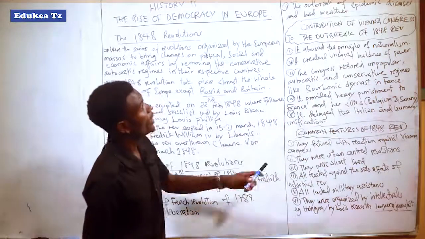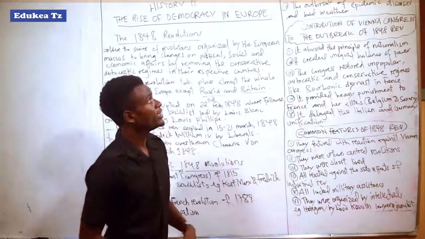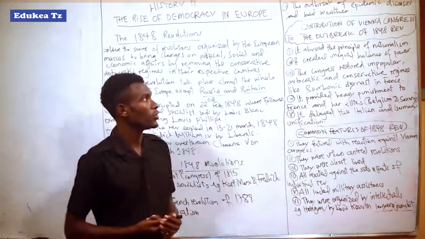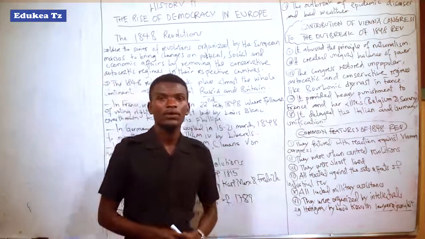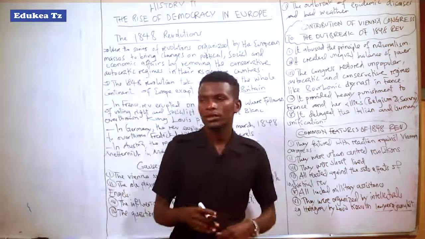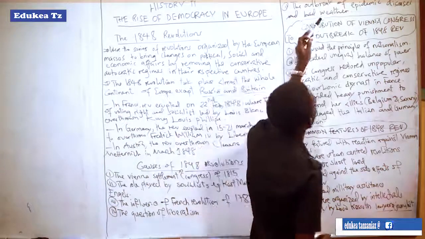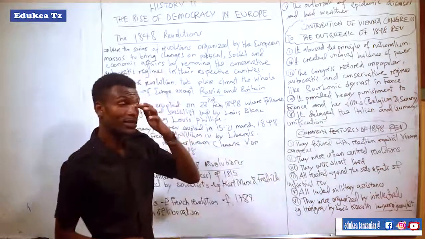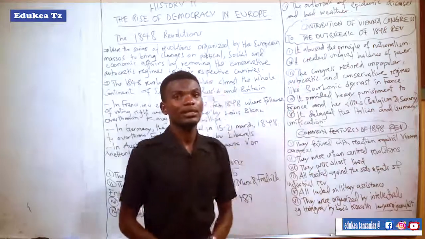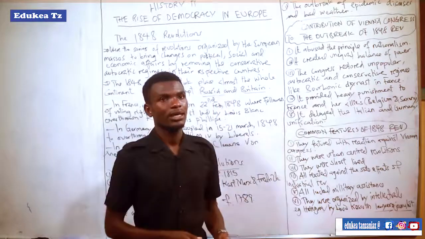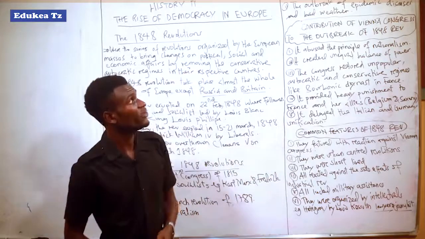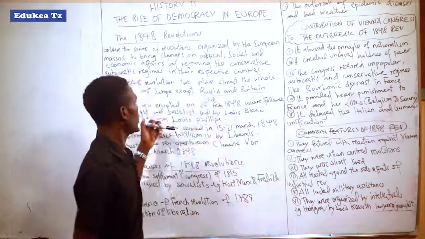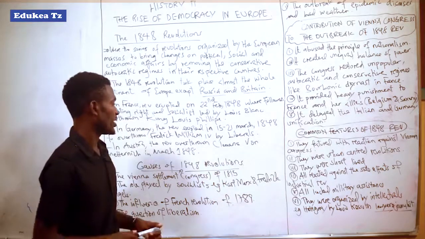Another cause was the outbreak of epidemic disease and bad weather. The outbreak of epidemic diseases and bad weather led to the 1848 revolutions in Europe. For example, diseases like typhoid, cholera, and plague broke out in Europe. The existing governments failed to combat those diseases, and hence many people died. Thus, the majority of people became angry with the existing governments and decided to overthrow them. So these were the causes of the 1848 revolutions in Europe.